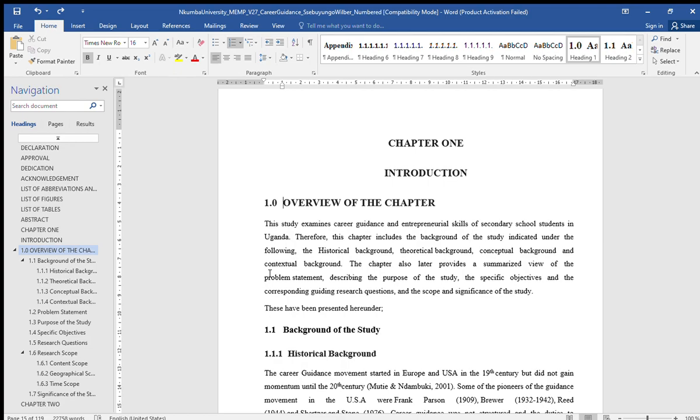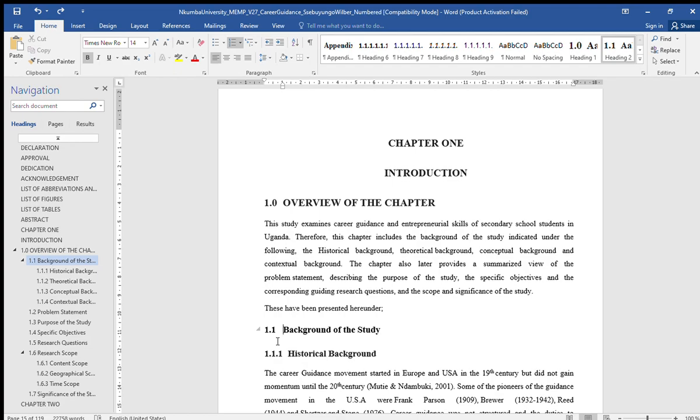Then let us first write the framework, and then we shall share what goes where. Then this 1.1 means that 1.1 is a subheading of 1.0. Now 1.1, when you're writing there, should be background of the chapter. That you call it background of the study. You're calling it 1.1 because it is a subheading of 1.0.